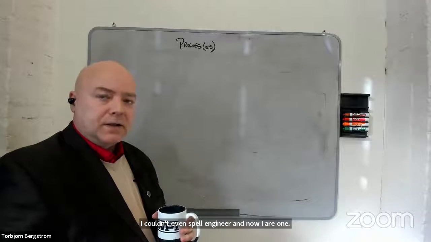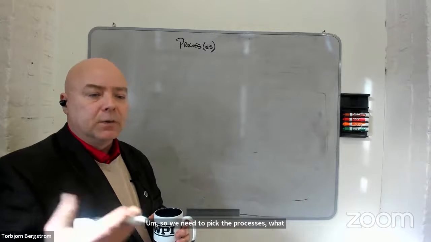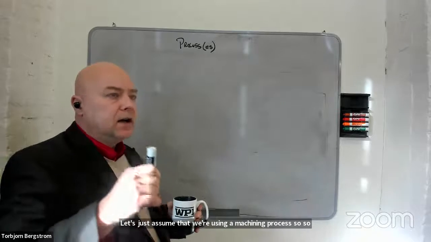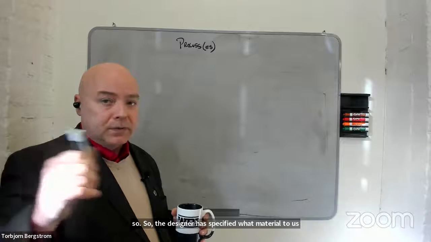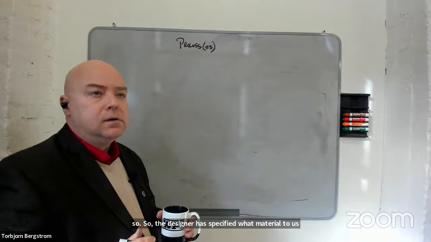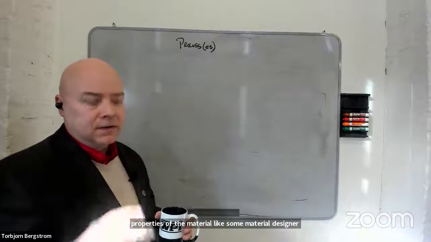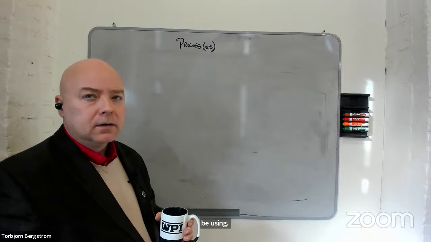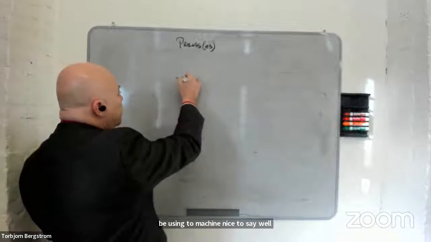So we need to pick the processes. What else do we need to pick? Let's assume that we're using a machining process. The designer has specified what material to use, but you said material, and I agree. What about the material that we have to pick? Properties of the material, like some materials might have different properties. The designer picks the material properties, and those things like the tool heads and materials that we'll be using to machine these parts. So we'll need to pick tooling.